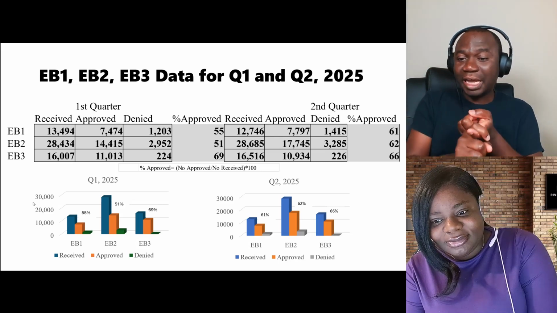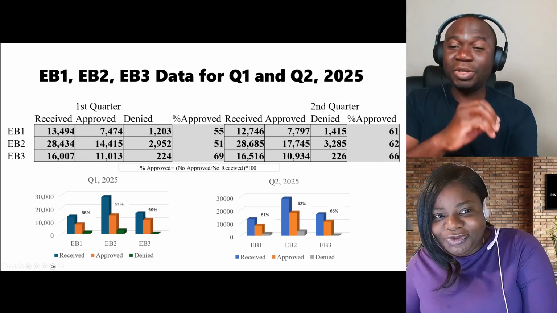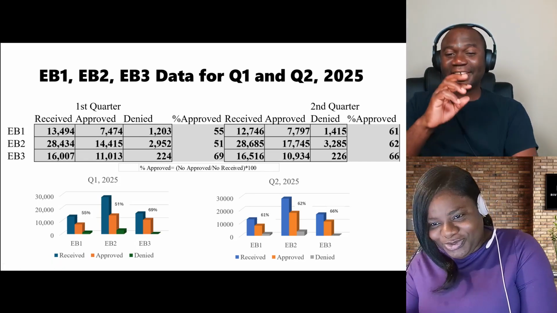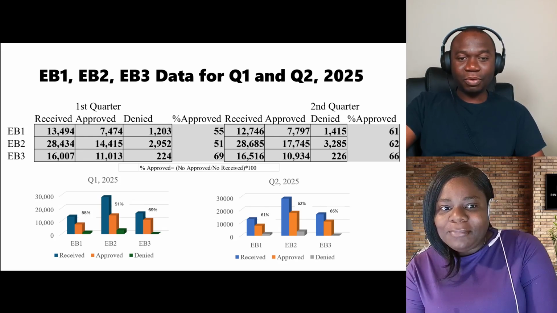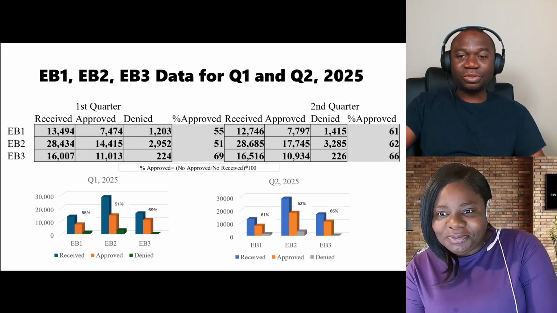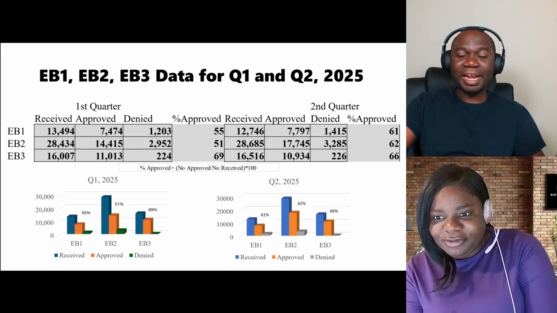We have not considered EB4 and EB5, and that's for Q1 alone. You've not calculated Q2. So for Q2, let's say they receive 12,000 for EB1A, about the same 28,000 for EB2, and 16,000 for EB3.